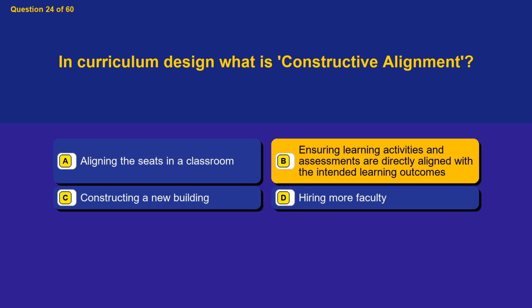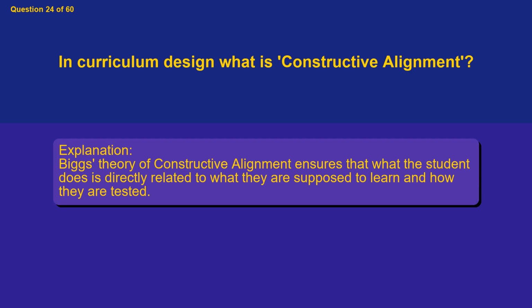The correct answer is option B. Ensuring learning activities and assessments are directly aligned with the intended learning outcomes. Biggs' theory of constructive alignment ensures that what the student does is directly related to what they are supposed to learn and how they are tested.